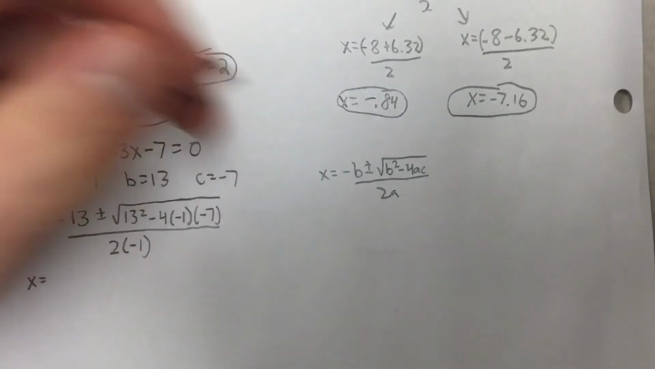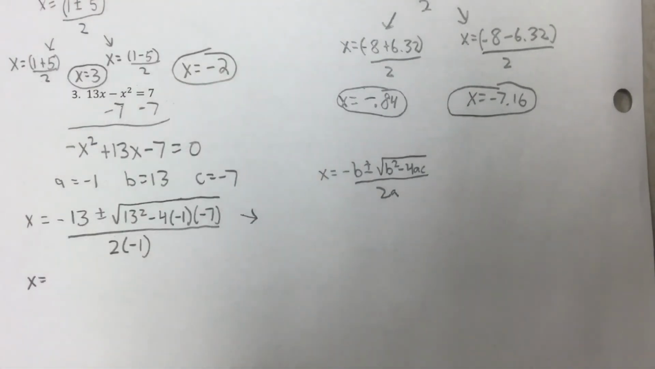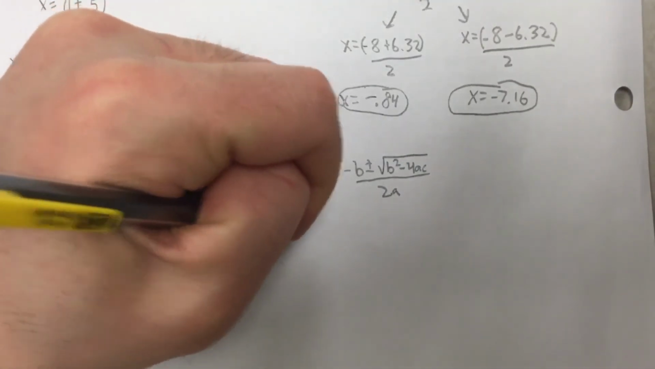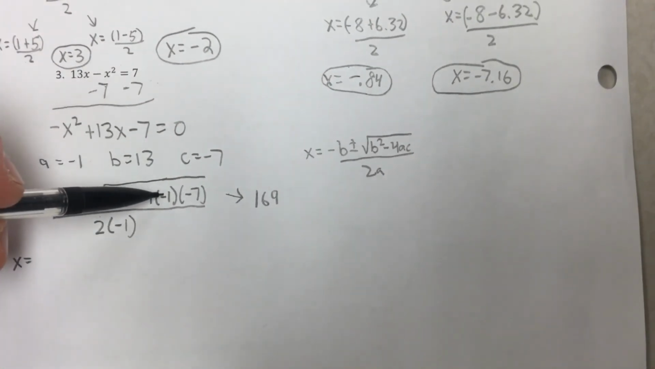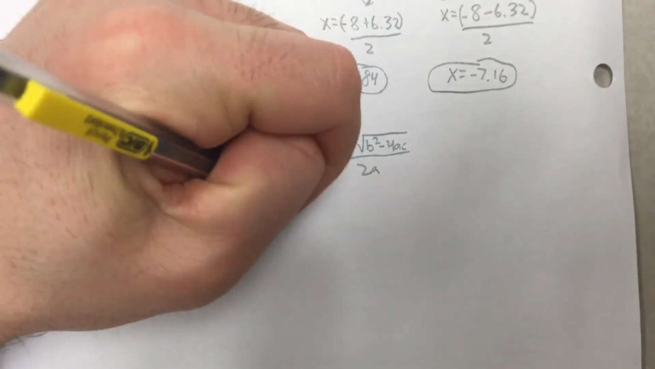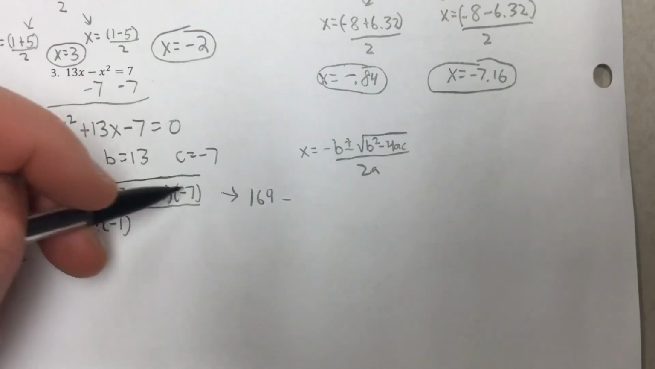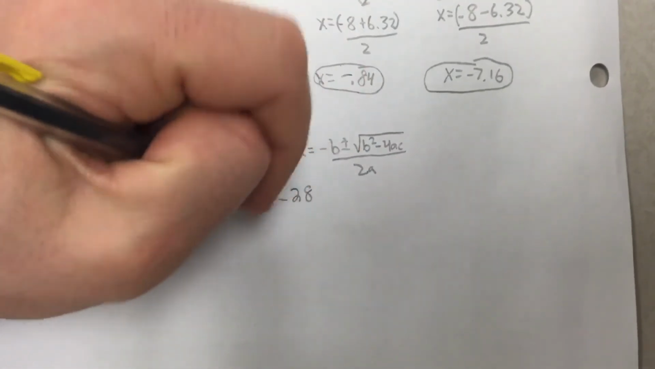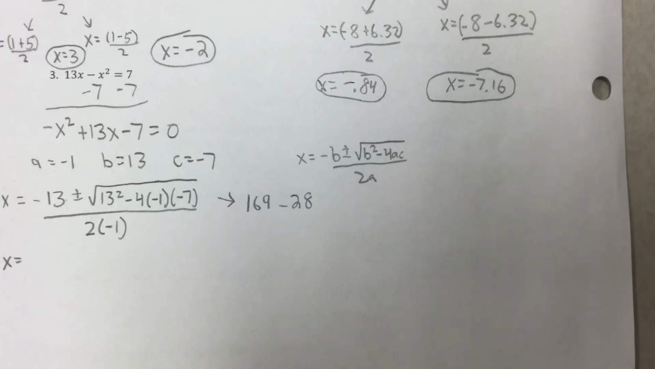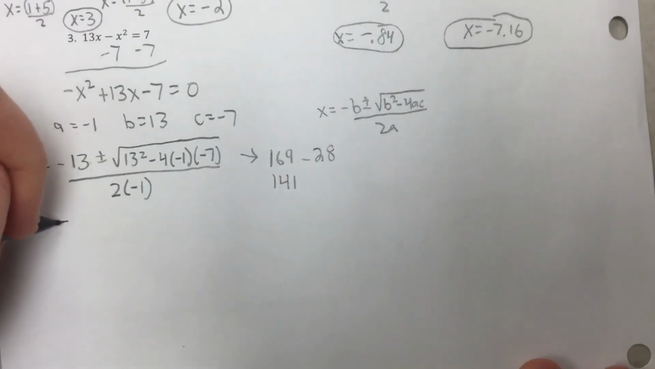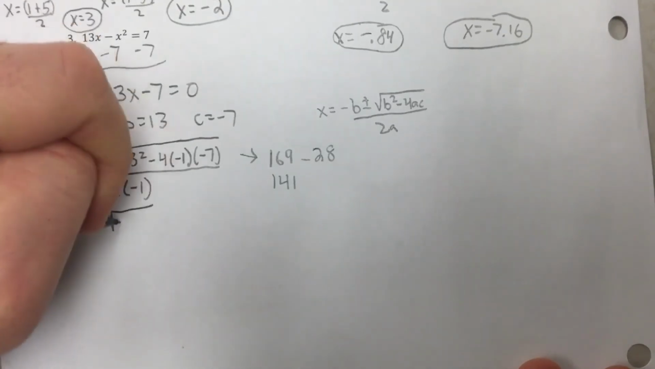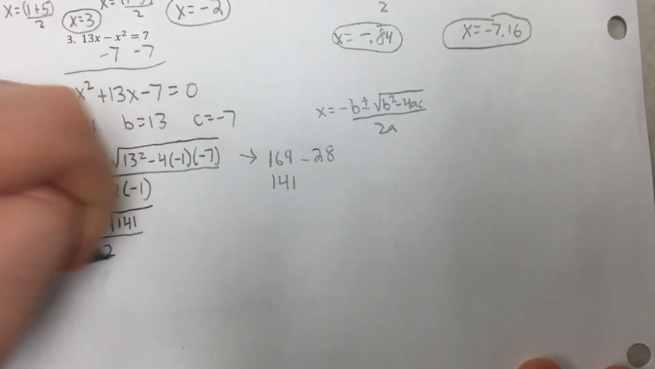All right, I like to look underneath that radical now. So underneath the radical, I have 13 squared, which is 169. And then look at my signs. Negative times a negative is positive, times a negative would be negative. So it'd be minus, and now I just worry about my numbers. 4 times 1 is 4, times 7 is 28. So 169 minus 28 is 141. It's not a perfect square, so that means it was not factorable. And we go ahead, negative 13 plus or minus the square root of 141 all over negative 2.